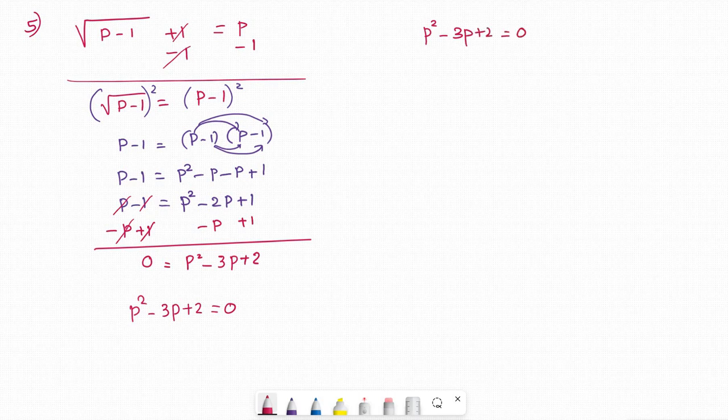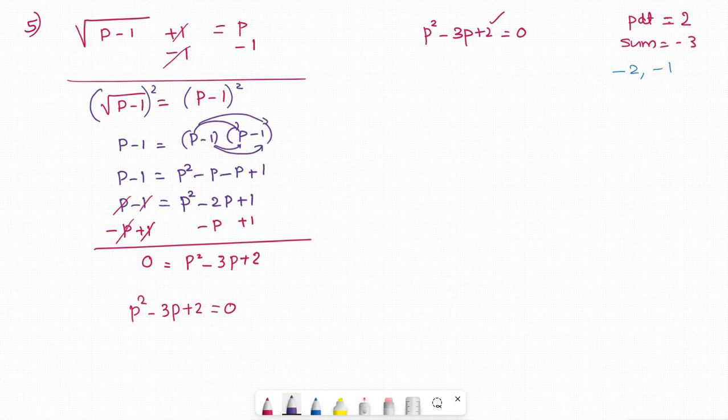We can factorize that. The product of two numbers is 2 this time, and the sum is negative 3. So what are the numbers? The product is 2, which means both should be positive or both should be negative. But the sum is negative, so both should be negative. So the numbers are negative 2 and negative 1, because the product is positive and the sum is negative 3.